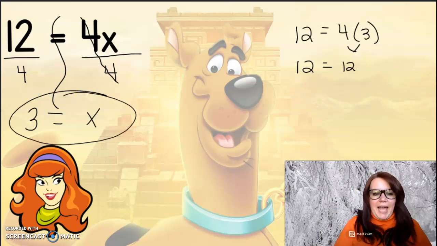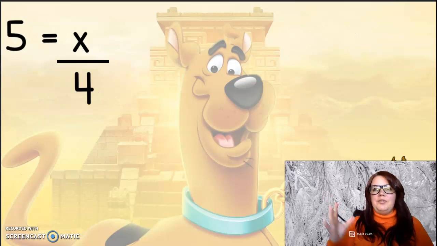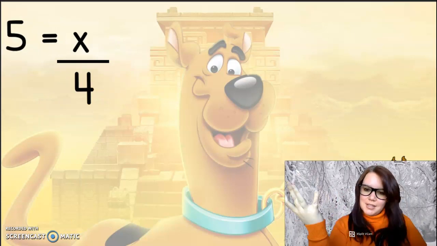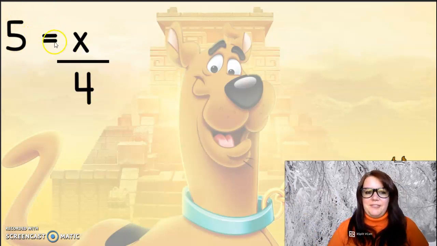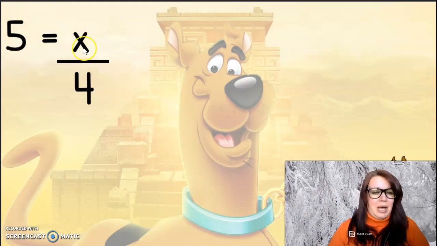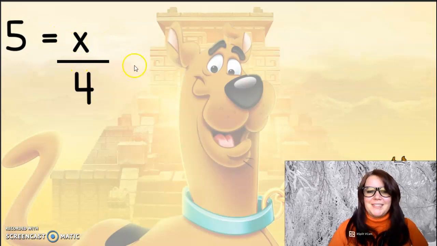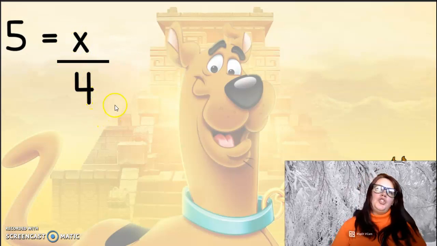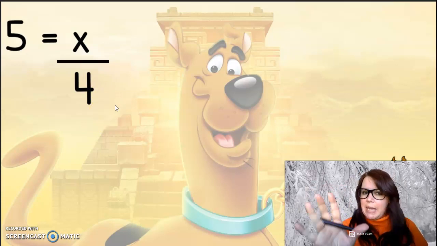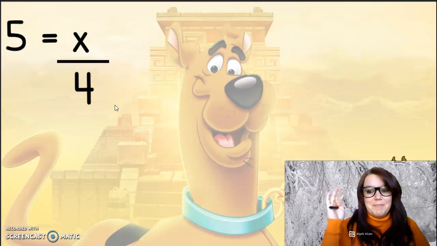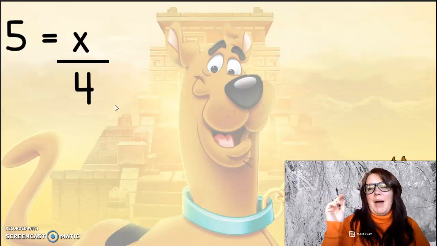Okay, the last one we're going to do is, what do you do if you have division? Woo! What do we do? In this case, 5 equals some number that I don't know divided by 4. Huh. Okay. I have to go backwards. I have to trace my steps, right? Little mystery. So I'm going to work backwards.